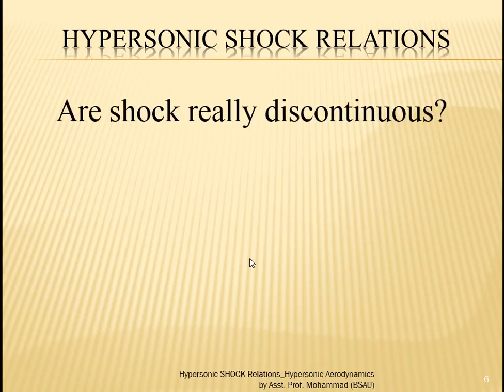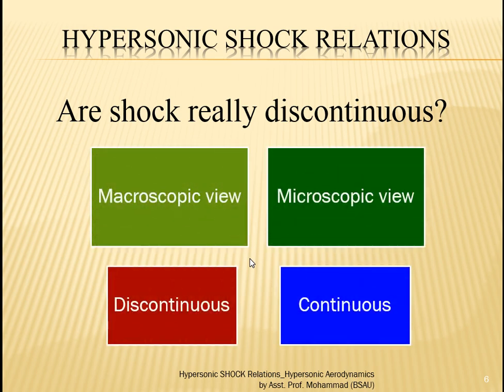Are shocks really discontinuous? This is one of the basic questions. Normally we take a shock as a discontinuity, and we also define the shock as a discontinuity, but shocks are discontinuous only if you have a macroscopic view. Macroscopically we see a very thin region, almost a thin line, across which the flow properties jump from a low value to a very high value in the case of pressure, temperature, or density, and some values change from high to low. So it looks like the shock is actually discontinuous.